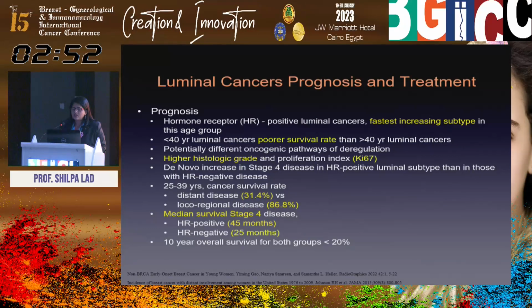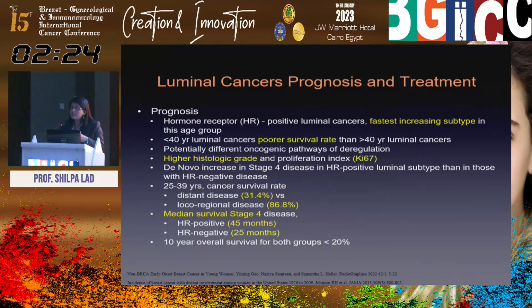Hormone receptor positive luminal cancers are the fastest increasing subtype in this age group. Less than 40 years of age, luminal cancers, which we thought were the good cancers, they have a poorer survival rate. Now, this is a point everyone needs to understand. We always assume that ER/PR positive was good. These patients are going to do well. But in the younger age group, they have poorer survival rates.